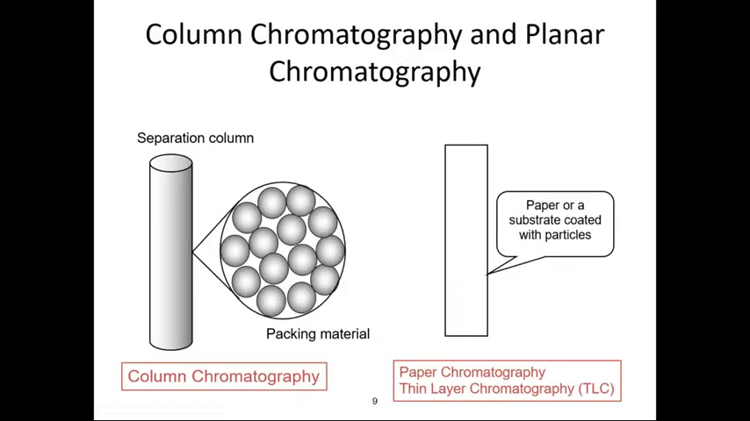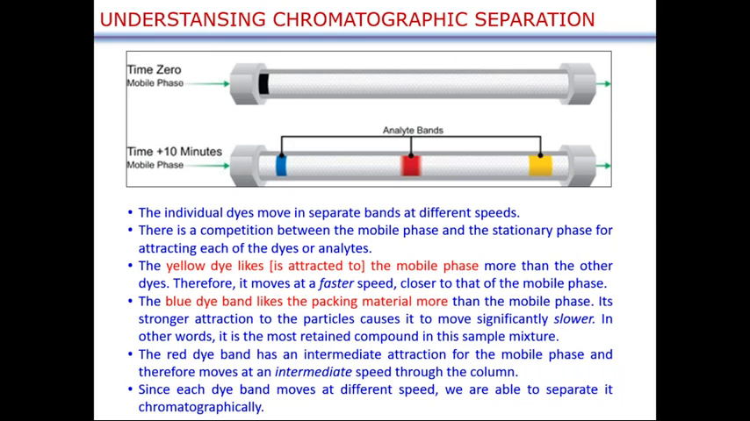So the difference between column chromatography and planar chromatography is, the commonality is that they both use a stationary phase and a mobile phase, but the difference is that in column chromatography, the particles are packed into a column, whereas in planar chromatography, either they are in a thin layer or in the form of paper. So let us understand this chromatographic separation.